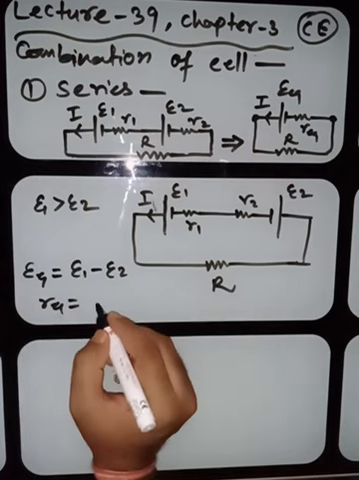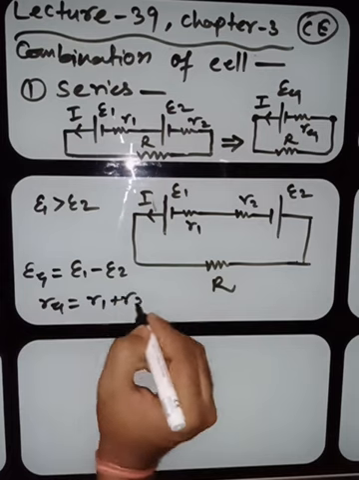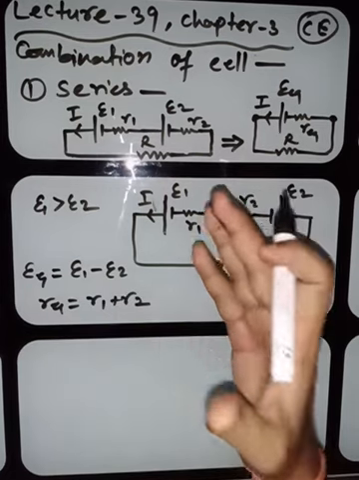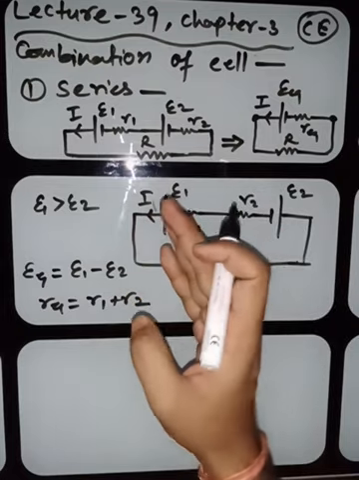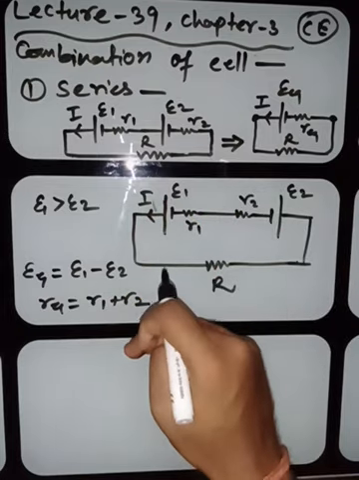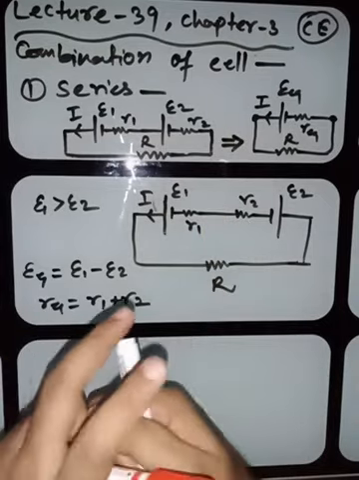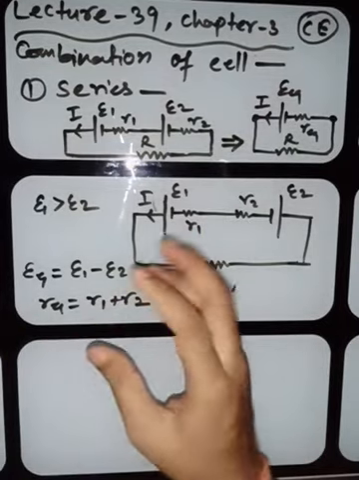How much is it? It will be R1 plus R2. And the total resistance of the network will also be the same. The total current will change. The total current now will be E1 minus E2 divided by R equivalent plus R. Okay, so this type of analysis should come to your mind, my dear students.